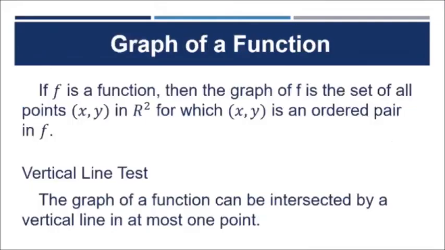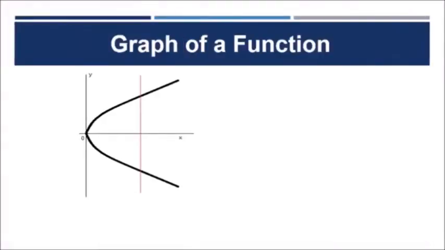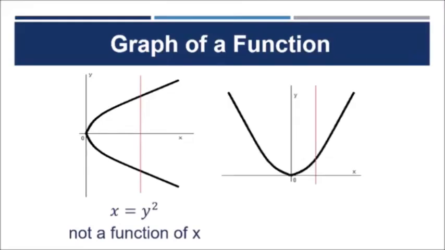A graph is a function if it passes the vertical line test. The graph of a function can be intersected by a vertical line in at most one point. So having a parabola that opens to the right with x equals y squared, the vertical line intersects the graph at 2 points, so it is not a function of x. Another parabola that opens upward, which is y equals x squared, is a function of x, for the vertical line intersects it at 1 point.